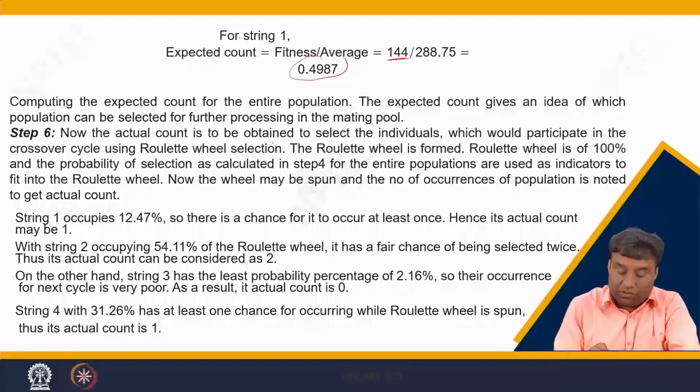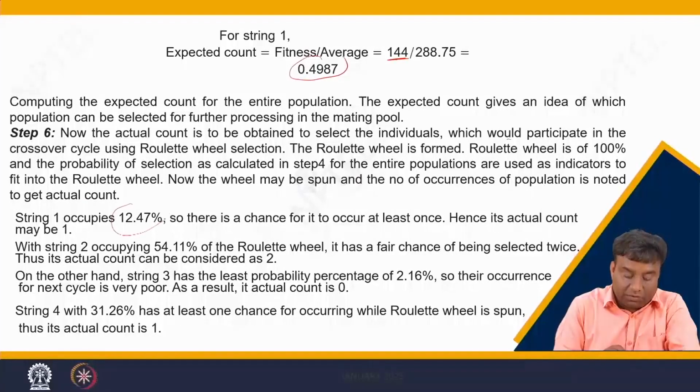Now the actual count is to be obtained to select the individuals which would participate in the crossover cycle using the roulette wheel selection method. The roulette wheel is formed. The roulette wheel is 100%, and the selection probabilities calculated in step 4 for the entire population are used as indicators to fit into the roulette wheel. Now the wheel is spun and the number of occurrences of each individual is noted to get the actual count.